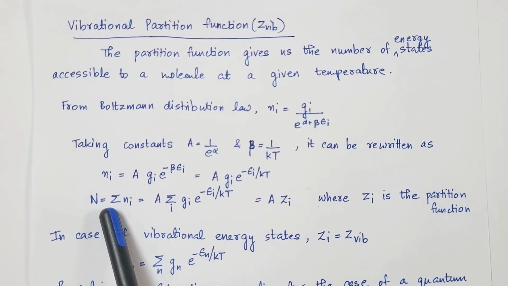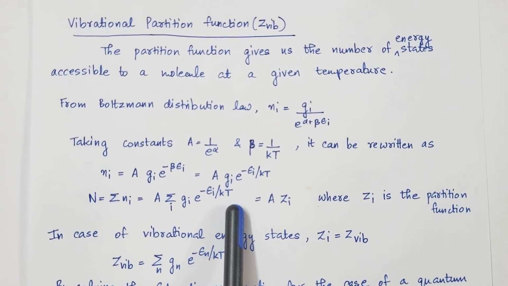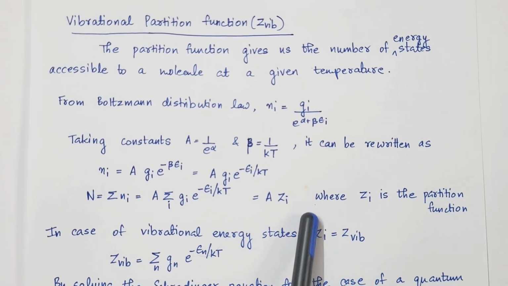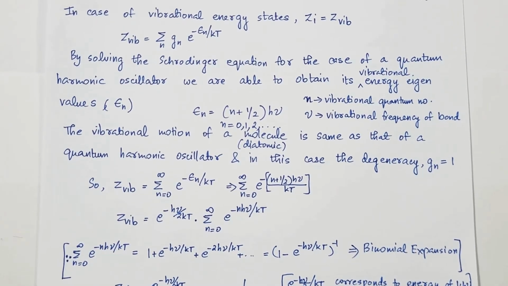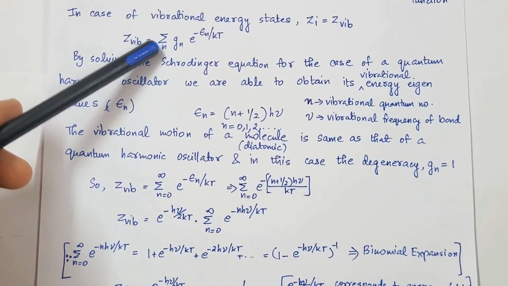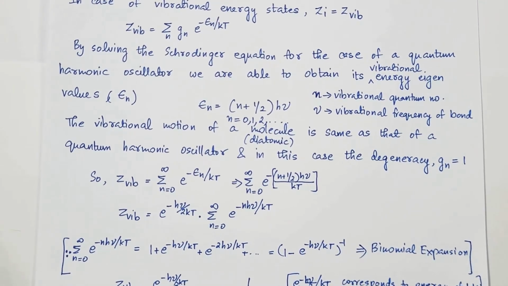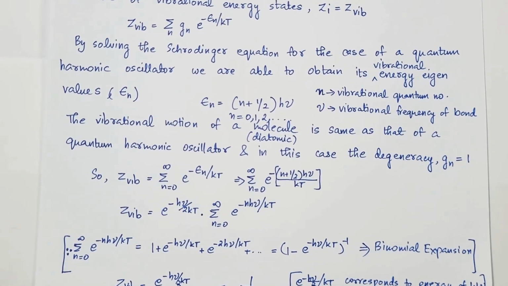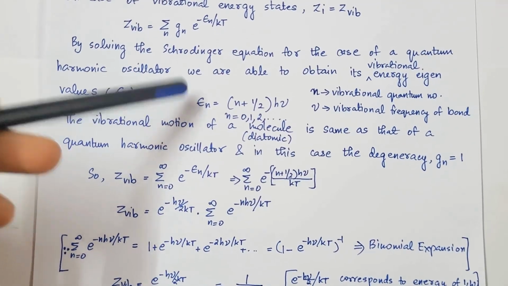Now, taking the summation of all microstates, we get this form of the equation where the summation portion is the partition function Zi. Now, for the case of vibrational energy states, we rewrite the partition function as such. And now when we studied spectroscopy, we were able to obtain the vibrational energy eigenvalues for the quantum harmonic oscillator by solving the Schrödinger equation, and we obtained this equation.